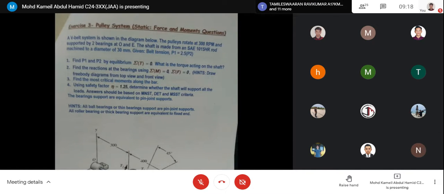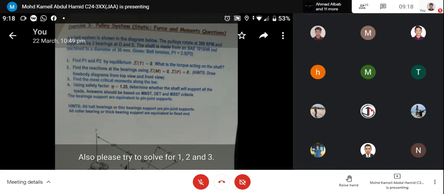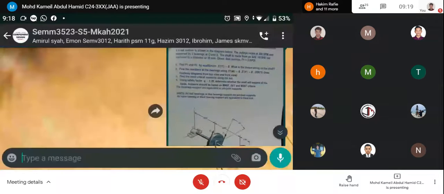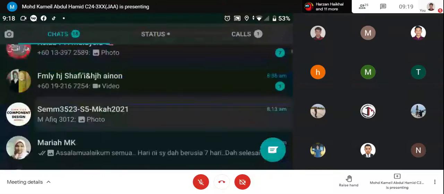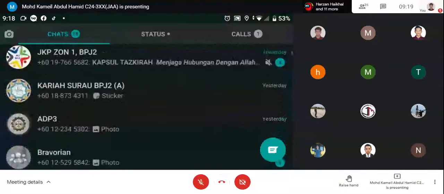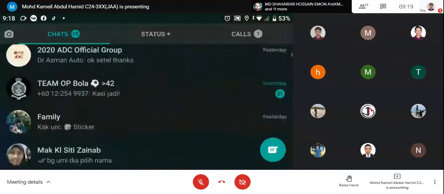MNST is the maximum normal stress theory, which is for brittle. Then DET is the distortion energy theory, and MSST is the maximum shear stress theory. So this one will cover examples for our static failure theories. I will look at the solution for a moment. I have already shared it in the group.